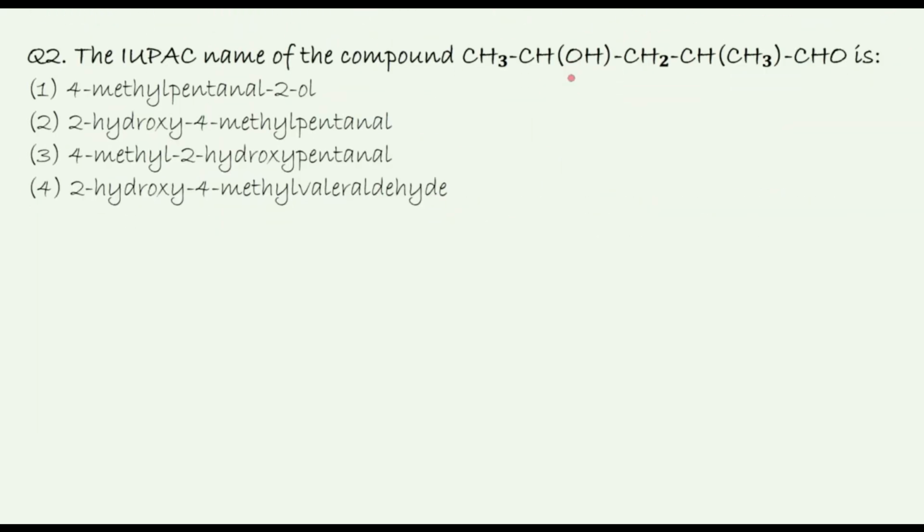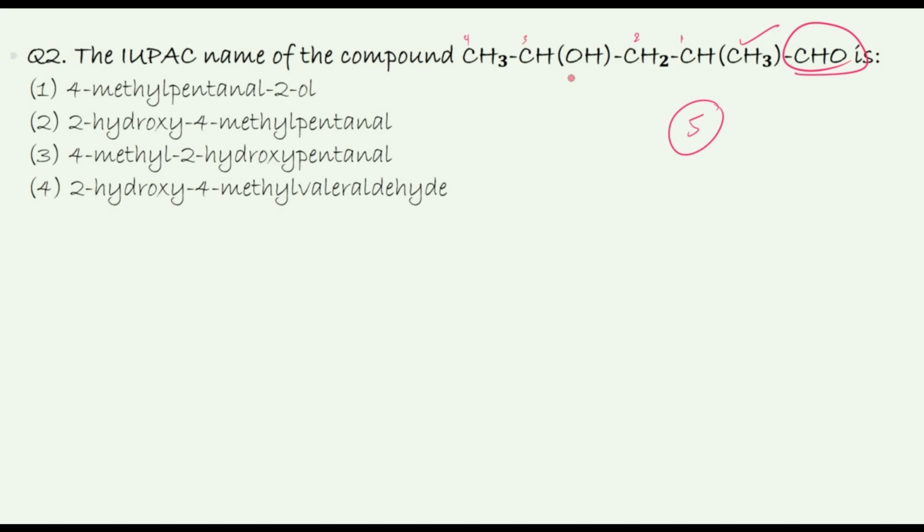Let's move on to the second question. The IUPAC name of the compound CH3CHOH CH2 CH3 CHO. So it is asking for the IUPAC name. First things first, you have to go by the priority order of the functional groups, which will get, of course, our aldehyde group. Apart from the substituents, how many carbons are there? 1, 2, 3, 4 carbons, including the aldehyde group, total 5 carbons. So aldehyde ends with pentanal.